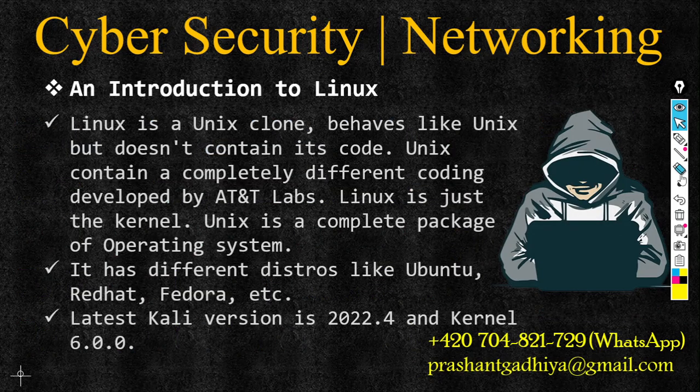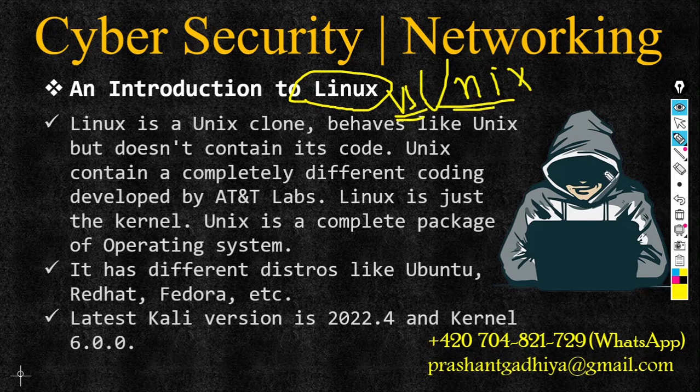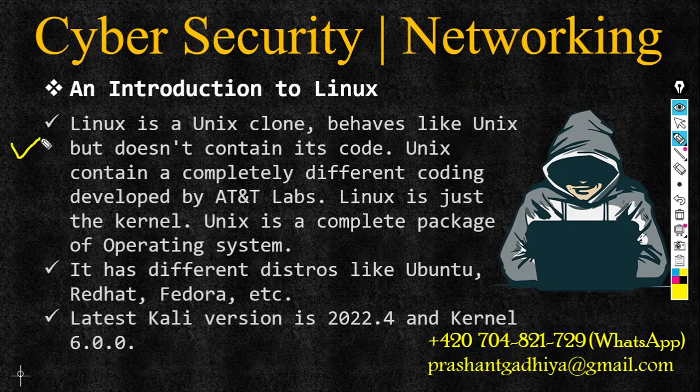And first, see, as a cybersecurity aspirant, you should know Linux and Unix. First, you should know the difference between Linux and Unix. See, Linux is a Unix clone. Linux is not generally considered an operating system. They just behave like Unix. And Linux does not have its own code. It means they are not built on top of their pure kernel. Correct. And now let's discuss that Unix was developed in AT&T Labs.